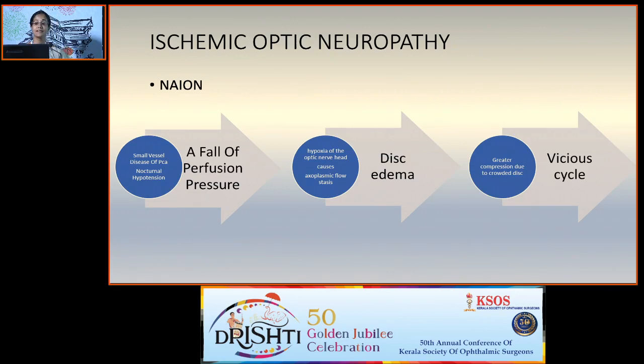In non-arteritic ischemic optic neuropathy, the pathology is basically because of the small vessel disease of the posterior ciliary arteries, and added on to that there is a nocturnal hypotension. So there is a sudden fall in the perfusion of the optic nerve head. This causes the axoplasmic stasis and in turn a disc edema. This disc edema will further compress the vessels, leading to more ischemia, and hence it's a vicious cycle.